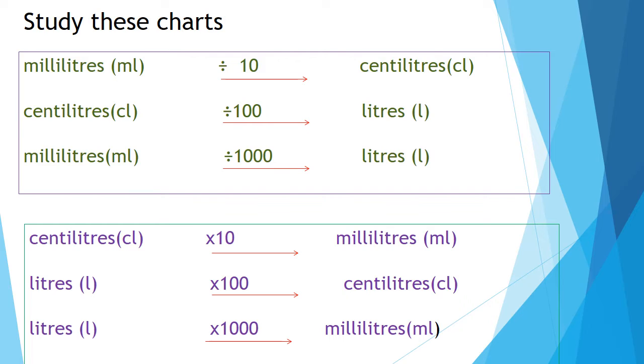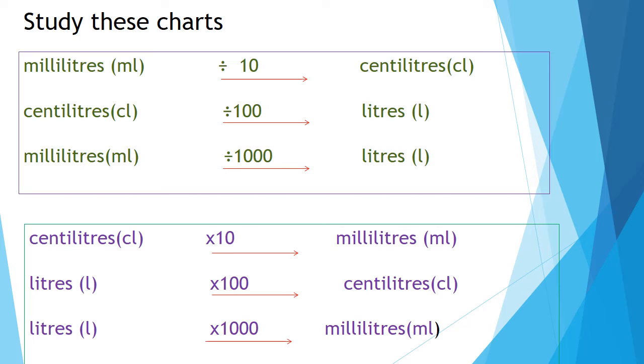Now let's convert the units. First you should study this chart. When we want to convert milliliters into centiliters, we should divide by 10. Milliliters is a smaller unit, centiliters is a bigger unit, so small to big we divide. There are 10 milliliters in 1 centiliter, so we divide by 10.